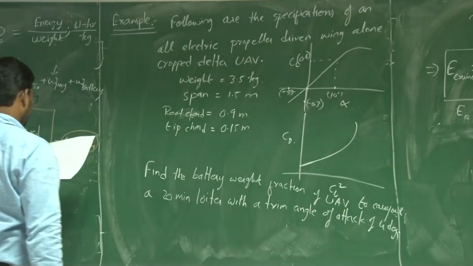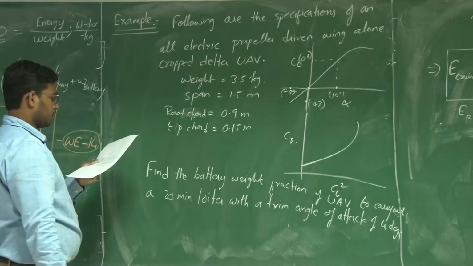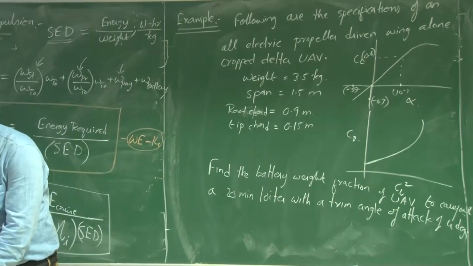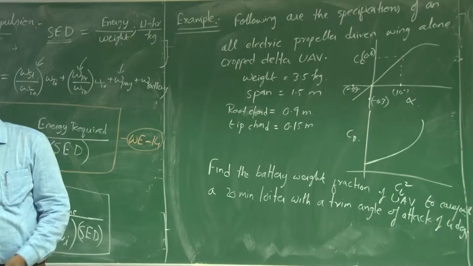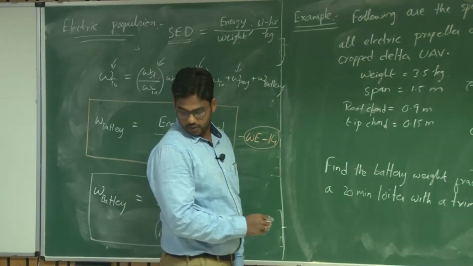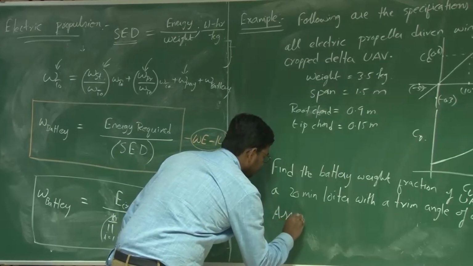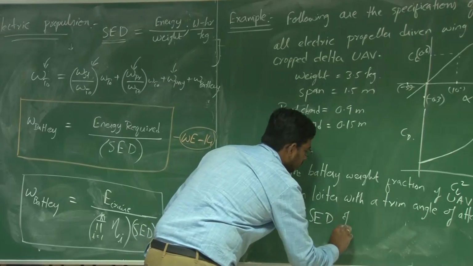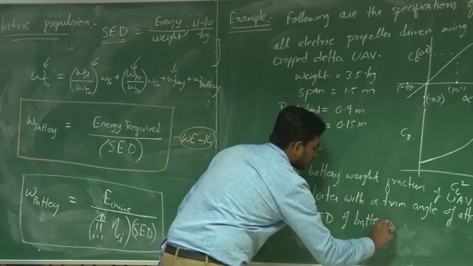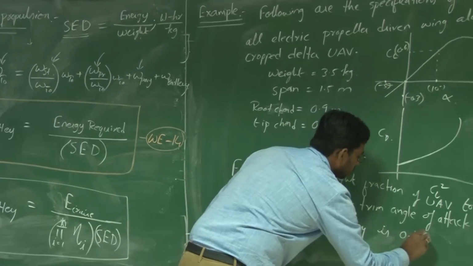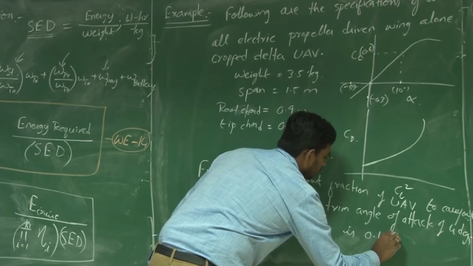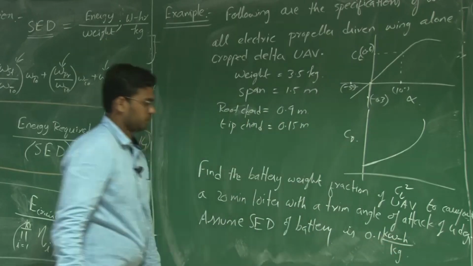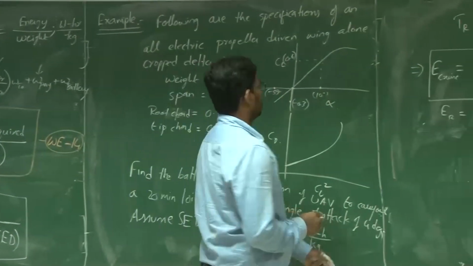What should be the additional battery weight required to perform the same task at 3 km altitude? So first let us solve this question in the first place. Also assume a specific energy density of the battery is 0.1 kilowatt hour per kg. Also find the Oswald efficiency factor E.